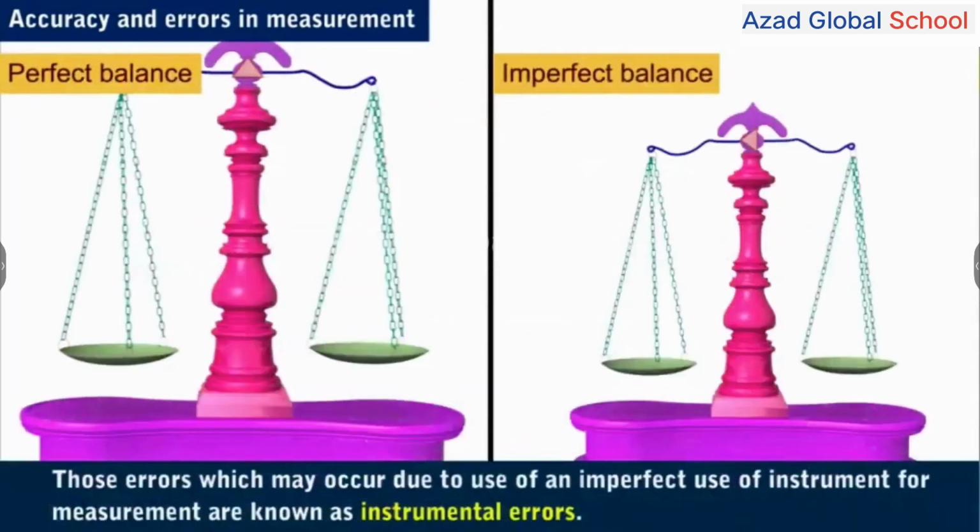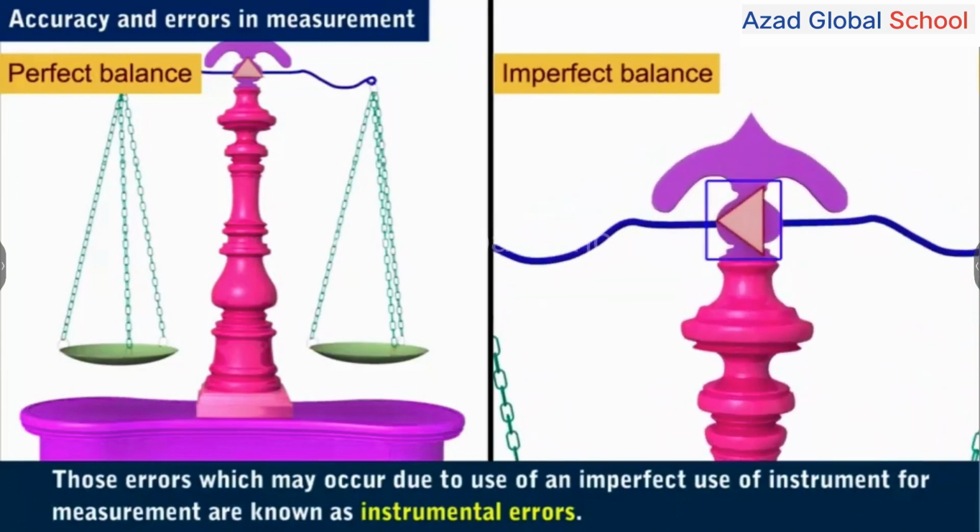Errors may occur due to an imperfection in the instrument used for measurement. Such errors are known as instrumental errors. For example, if the needle of a simple balance is skewed or bent, it always shows a weight that is more or less than the actual weight of the object being weighed.